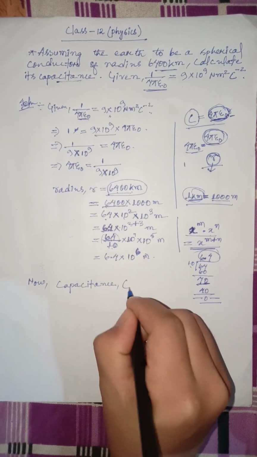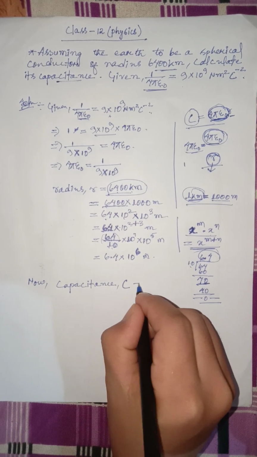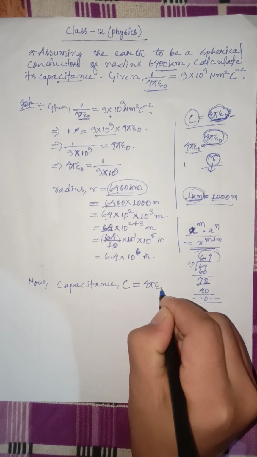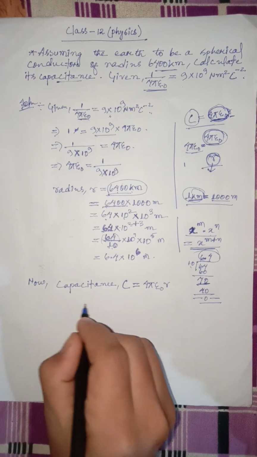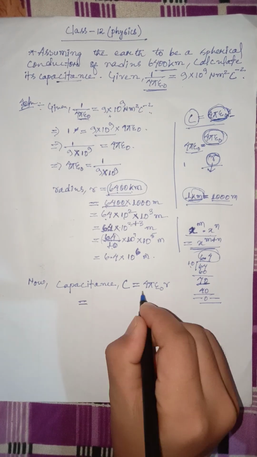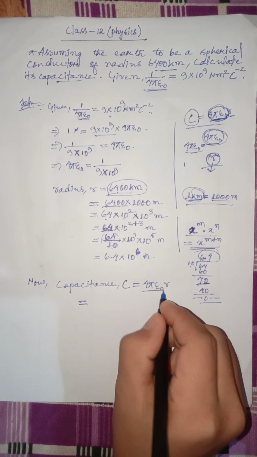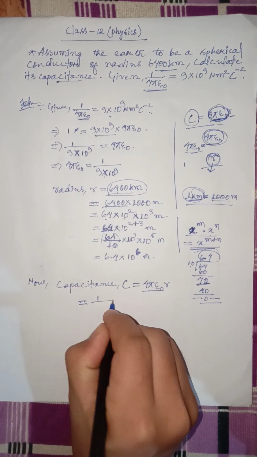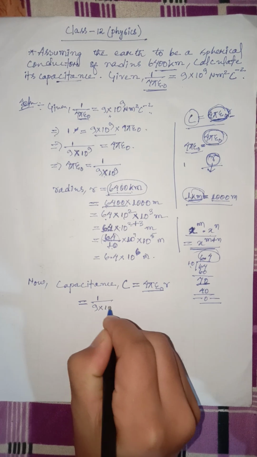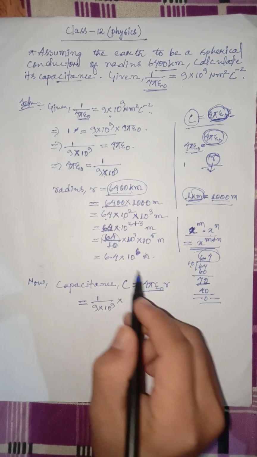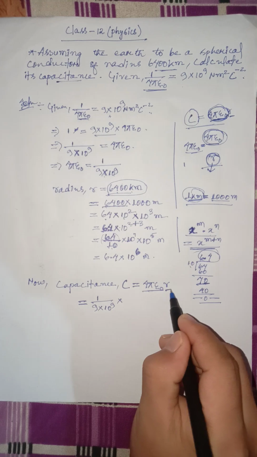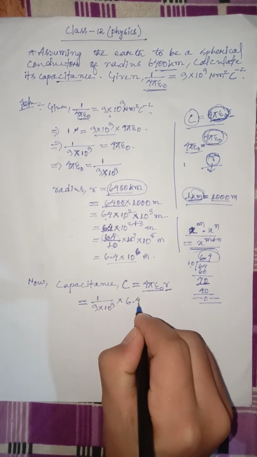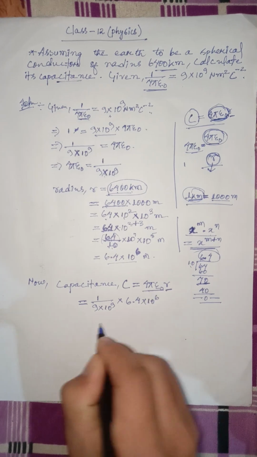Now capacitance, simply we denote it as capital C, and what is the formula for this? It is 4 pi epsilon naught R. Now 4 pi epsilon naught, what is the value for this? It is 1 by 9 into 10 to the power 9. And then after that we have R again. What is the value of R that we have? It is 6.4 into 10 to the power 6.